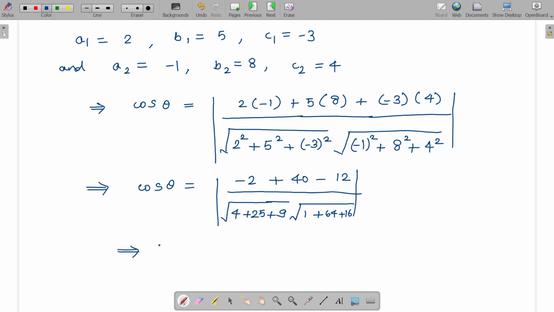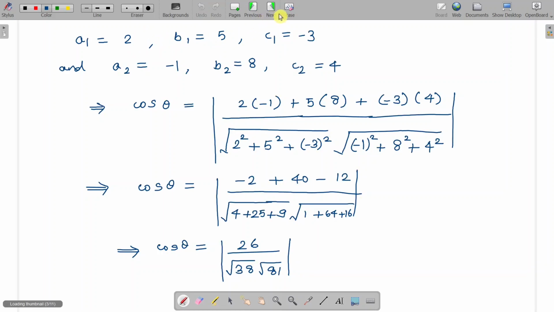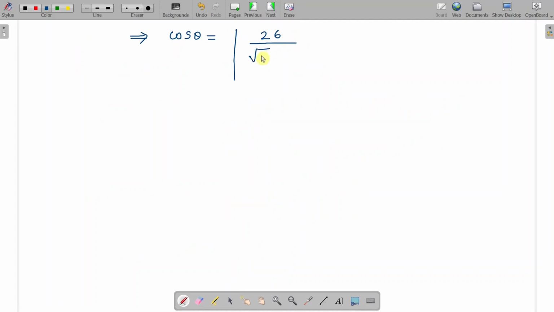So cos theta is equal to the modulus of, minus 12 minus 2 is minus 14, 40 minus 14 will be 26, divided by root of 25 plus 4 is 29, 29 plus 9 is 38, into root of 1 plus 64 is 65, 65 plus 16 will be 81. So this is what we get. Now cos theta is equal to the modulus of 26 into root of 38, and root of 81 is 9, so into 9. So cos theta is equal to the modulus of 26 by 9 root 38.